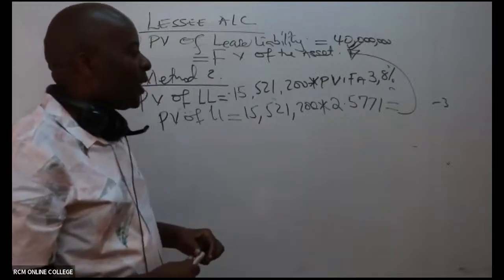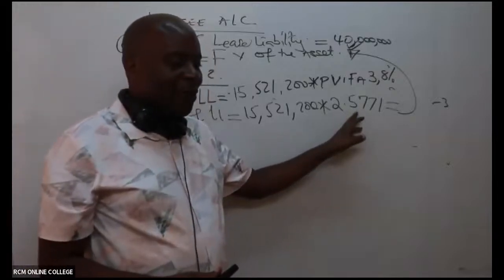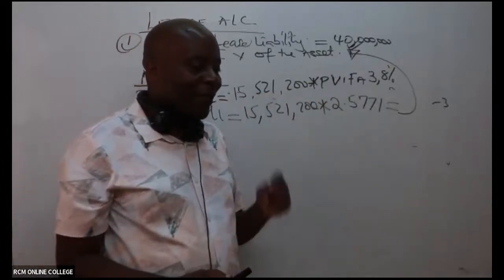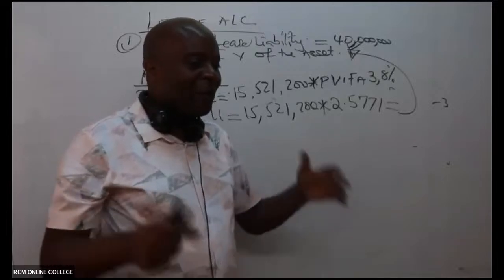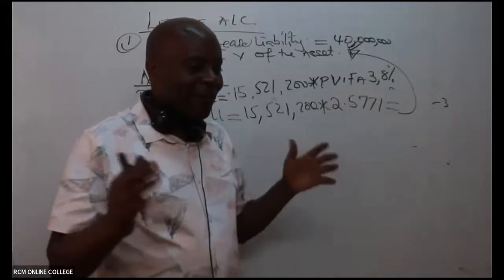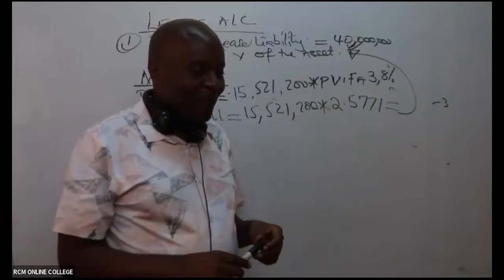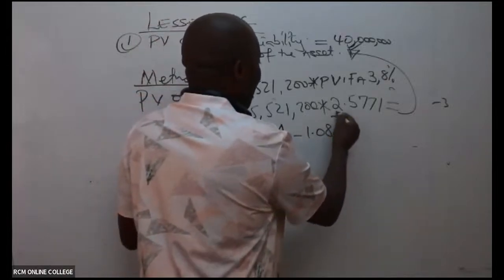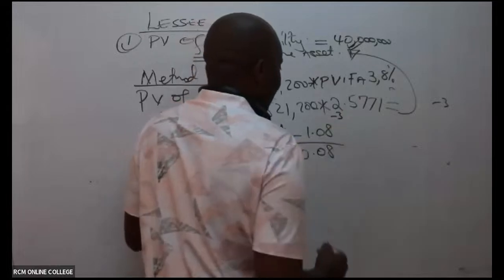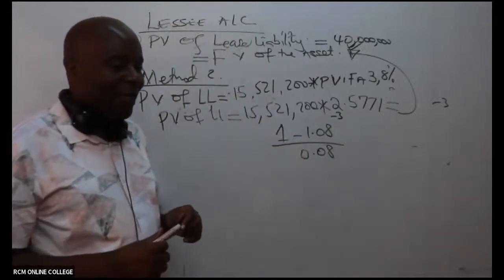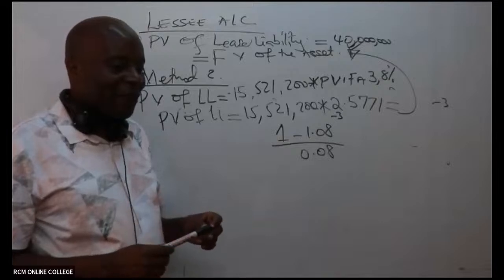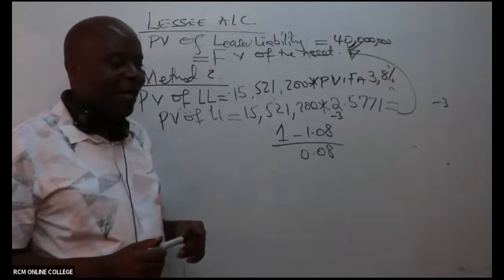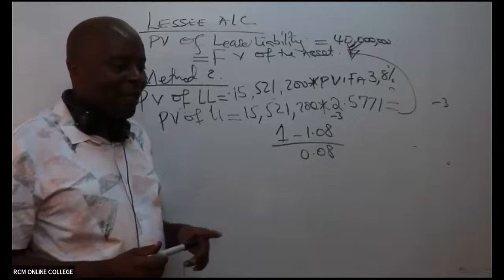Is there somebody who has tried using the figure they have in their calculator, with many decimal places? The more the decimal places, the more accurate we shall be. Remember, the figure in your calculator will be 1 minus 1.08 raised to minus 3, and then you divide this by 0.08. Is there somebody who can try using the figure they have in their calculator? It's coming closer.